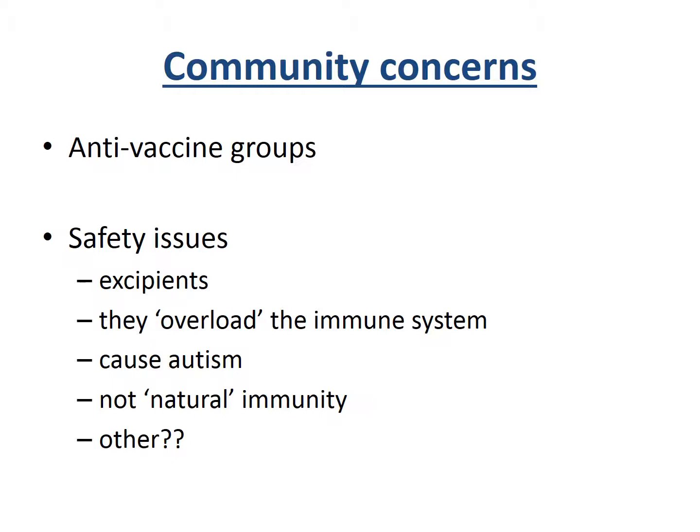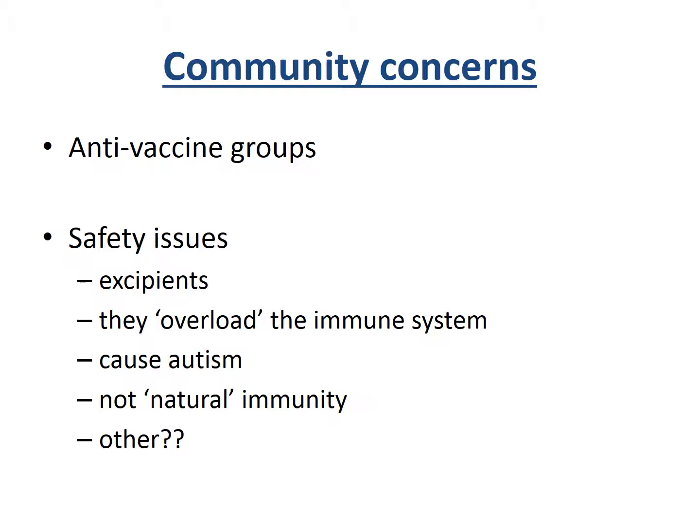They're concerned about the excipients, the aluminium, the mercury, all these things in vaccines, and the overloading of the immune system. They say vaccines cause autism, which has been disproved in many large clinical trials and databases. They say it's not a natural form of immunity, and it's better to get the infection itself so you've got a natural immune response as opposed to the artificial. And there are other generalised concerns about inflammatory bowel disease and diabetes and things like that.